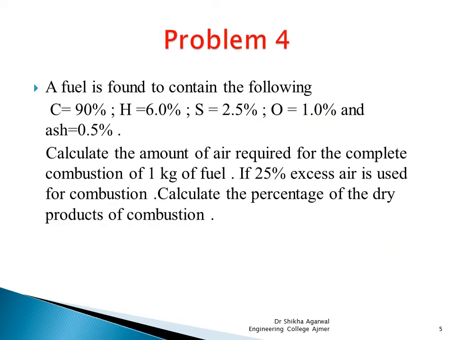Now let us come to problem number 4. Fuel is found to contain the following: carbon 90%, hydrogen 6%, sulfur 2.5%, oxygen 1% and ash 0.5%. So here you have to find out three things. One is the minimum weight of air supplied. Second is the total air supplied, if 25% excess is supplied. And one more thing you have to calculate, that is the percentage composition of the dry products of combustion.